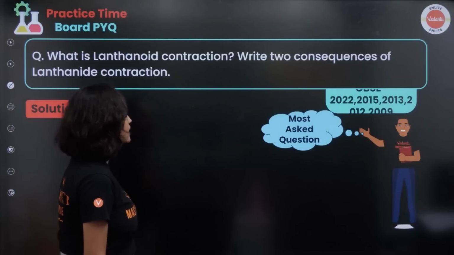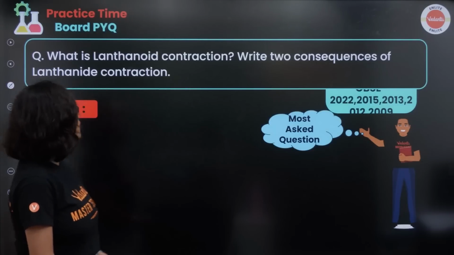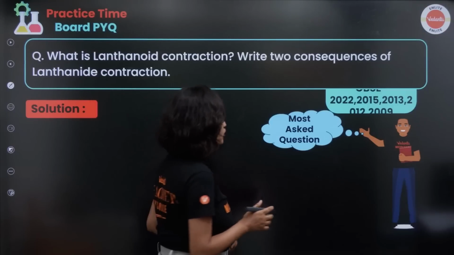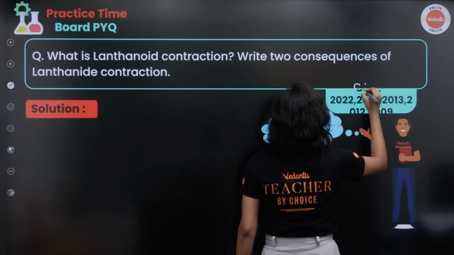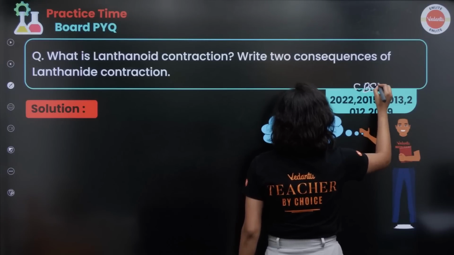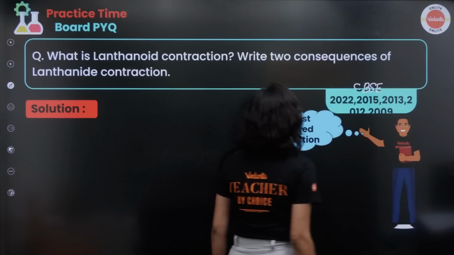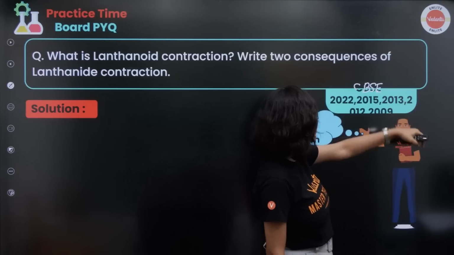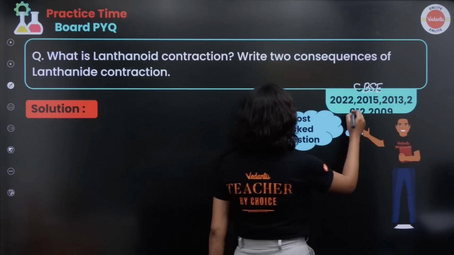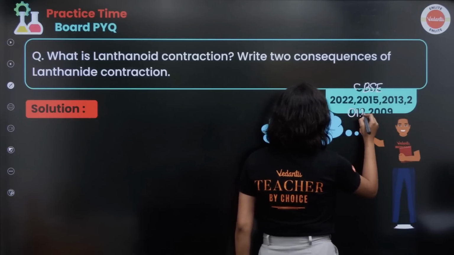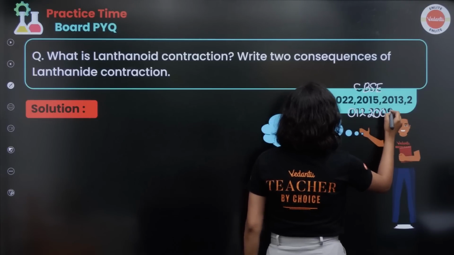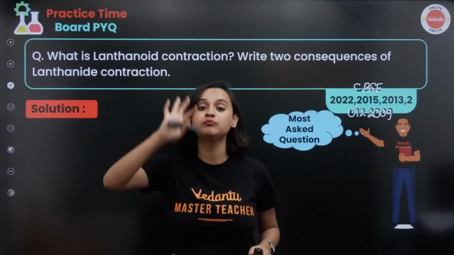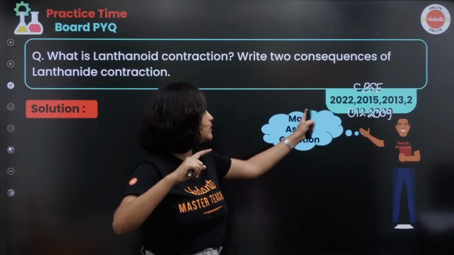What is lanthanide contraction? And write two consequences of lanthanide contraction. By the way, this is the most asked question, my dear student. This is your CBSE. It has been asked in 2020-22, in 2015, in 2013, in 2012, and in 2009. So do you see? 1, 2, 3, 4, 5. 5 times in the past years you will be able to see this.